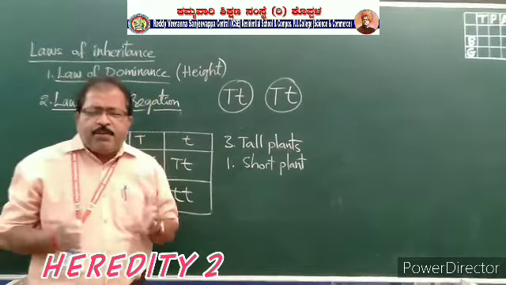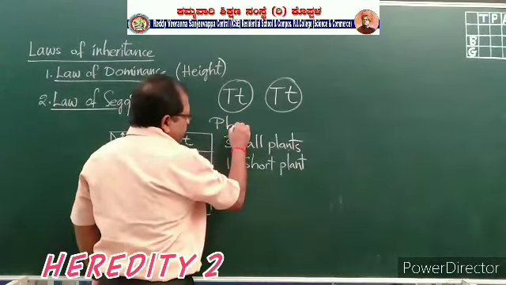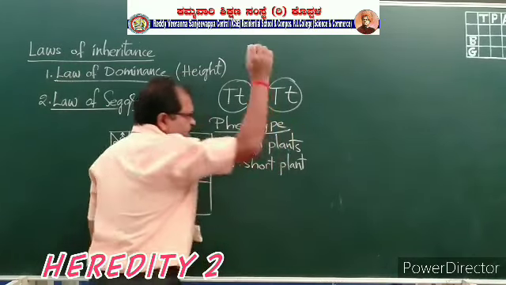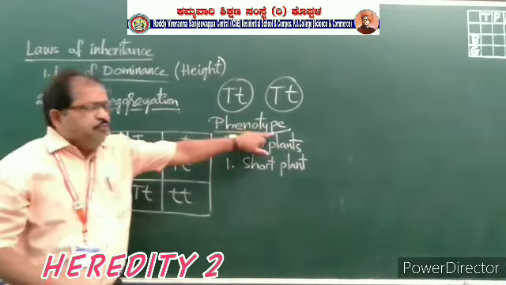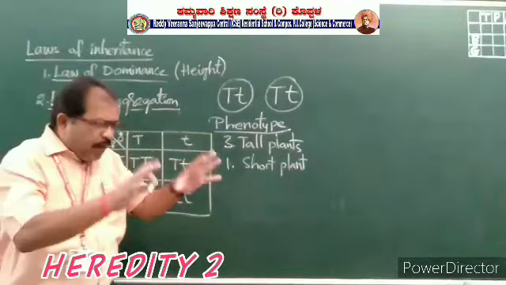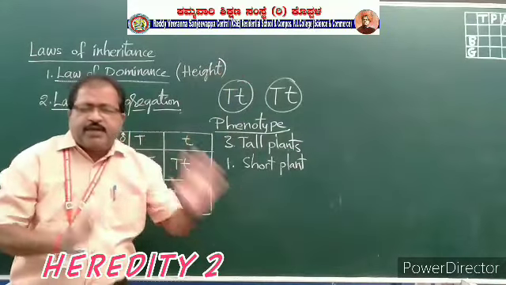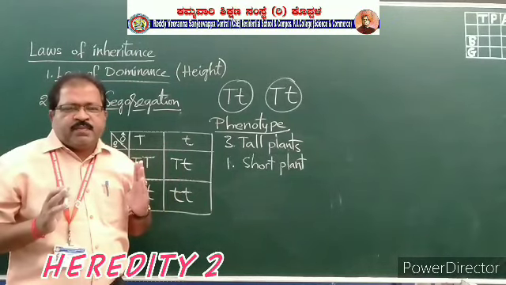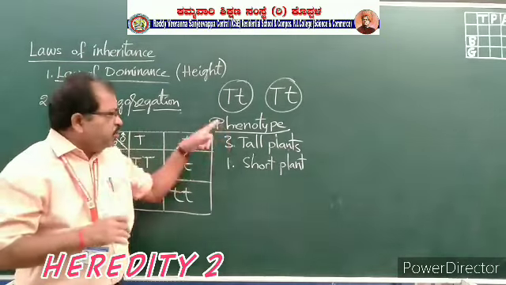The morphological appearance of a plant is called phenotype. Morphological means physical appearance. The physical appearance of the plant is phenotype. When you see the nature of the plant, whether it is a tall plant or a short plant, by seeing that only we can say it's a short plant or a tall plant. So that is the physical appearance. The physical appearance of the plant is called phenotype.